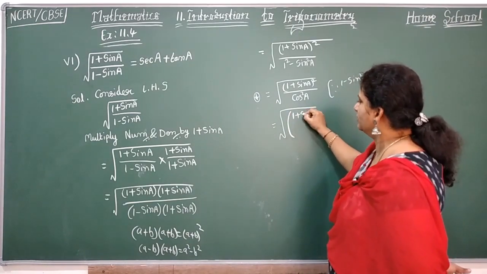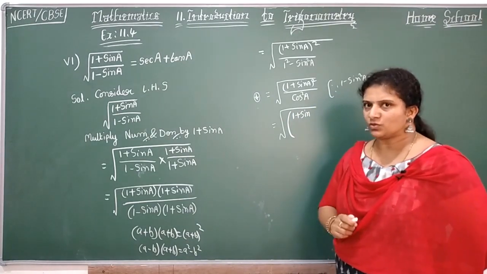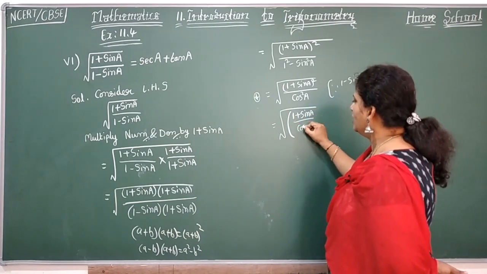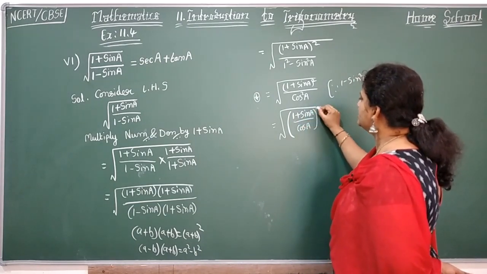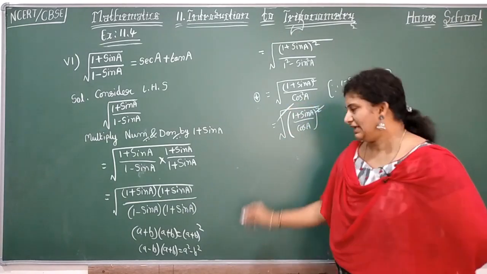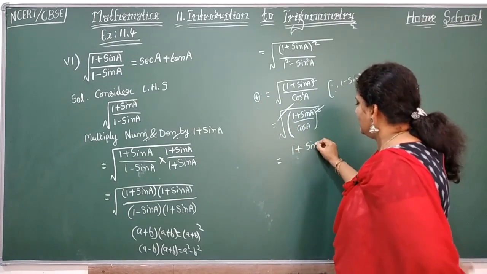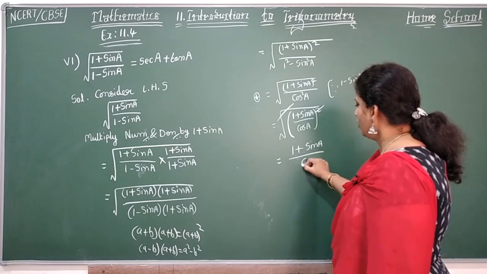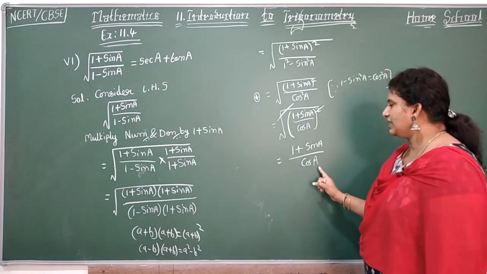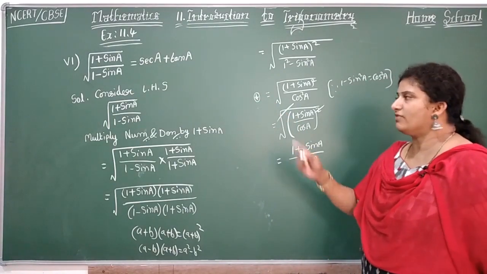Whole I am writing here. A square by B square, can I write it as A by B whole square? In the same manner, 1 plus sin A by cos A whole square. Look here, children, square and square root cancel. Finally, what you are going to get here? 1 plus sin A by cos A. Okay, what is this one? 1 plus sin A by cos A. Still, I did not complete the answer. That is not your final answer.